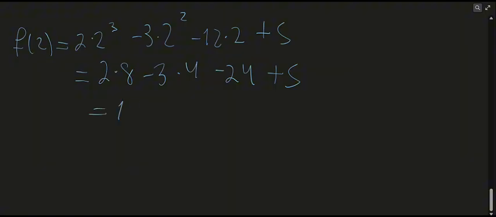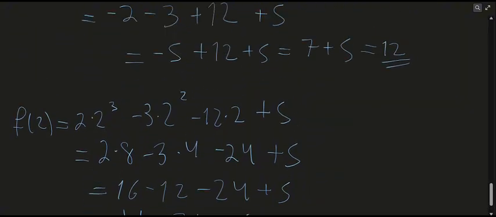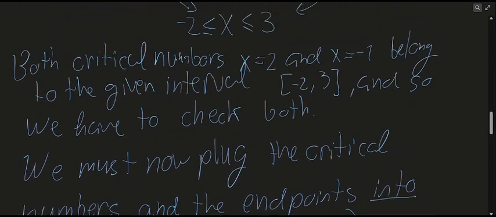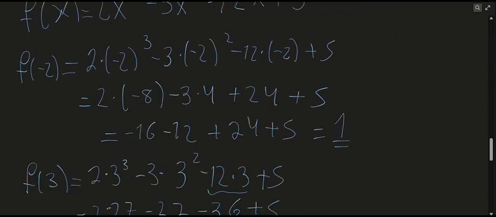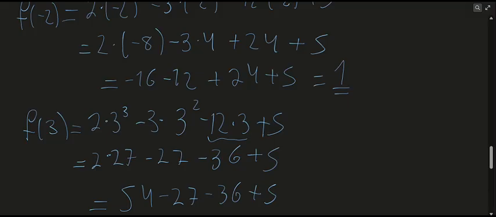2 times 8 is 16, minus 12, minus 24, plus 5. 16 minus 12, that's 4, minus 24 is negative 20, plus 5, and that is equal to negative 15. Double underline this. So in this case, we got the two endpoints, and the 2 points where the derivative happens to be 0 on the interval. So we got, count them, 4 values that are double underlined, and now comes the fun part.